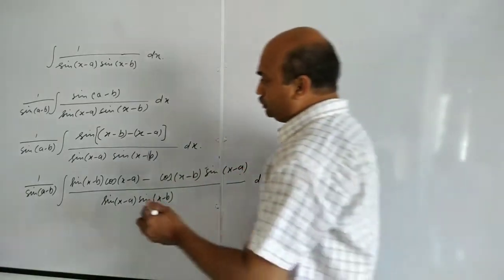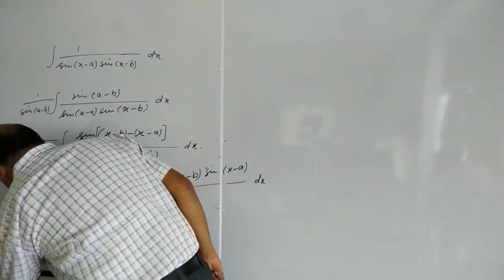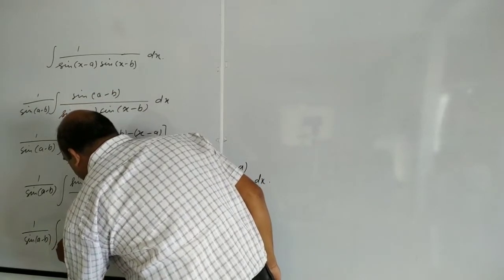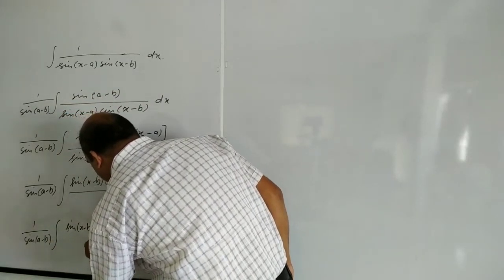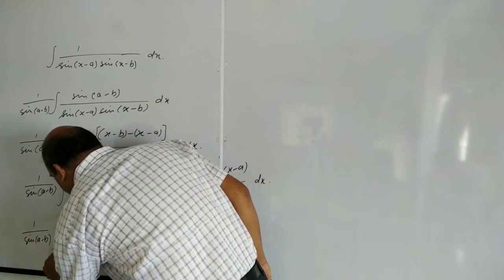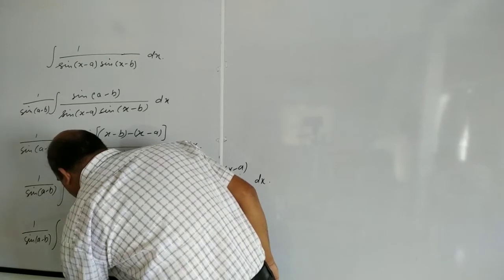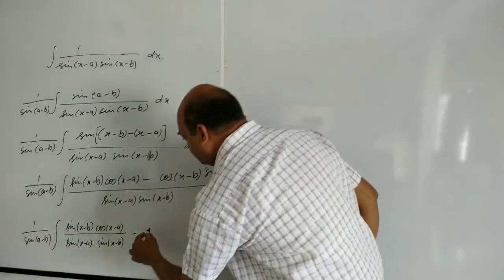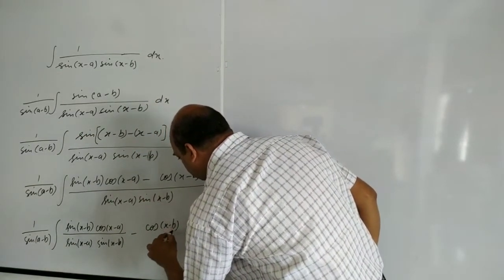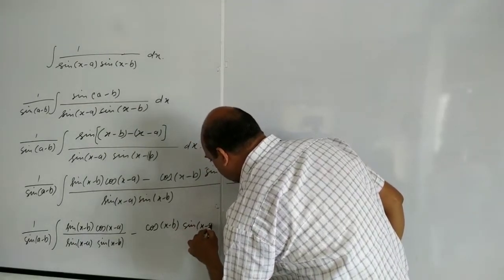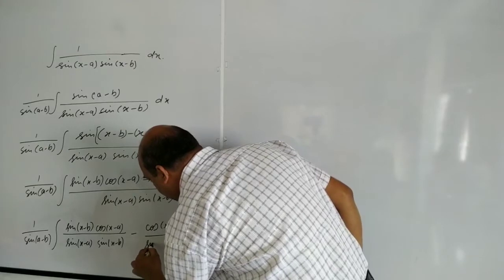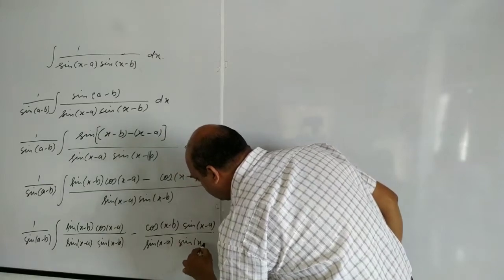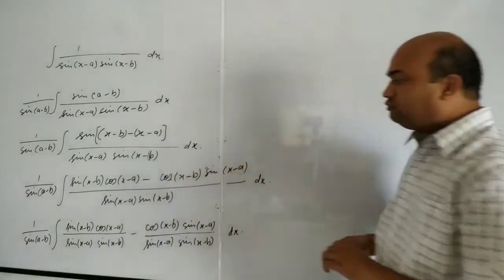And now we separate it. It is 1 upon sin(a minus b) integration of sin(x minus b) cos(x minus a) upon sin(x minus a) into sin(x minus b), minus cos(x minus b) sin(x minus a) upon sin(x minus a) into sin(x minus b). What we have done? We just separated.